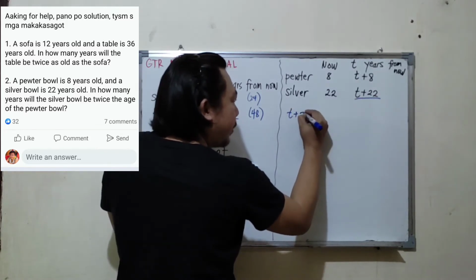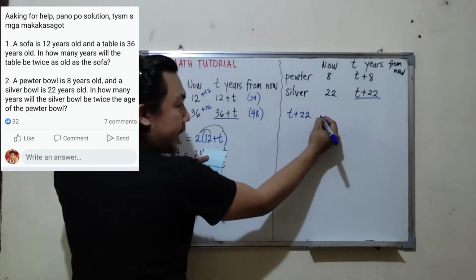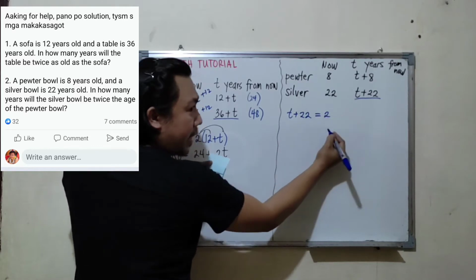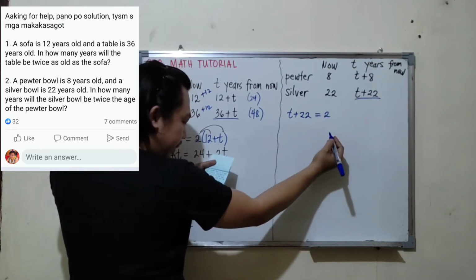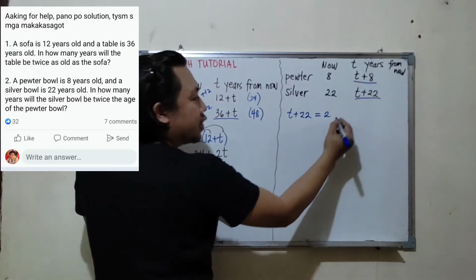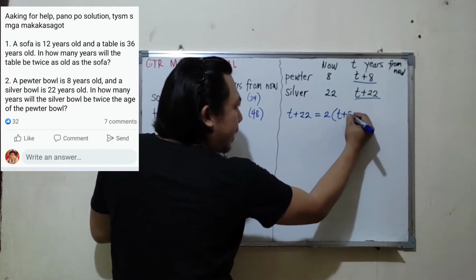So, t plus 22. In how many years will the silver bowl be, that is the equals, be twice. Meaning, multiply by 2. Twice as old, will be twice the age of the pewter bowl. Okay? So, that's how you translate it, word by word. So, we have t plus 8.